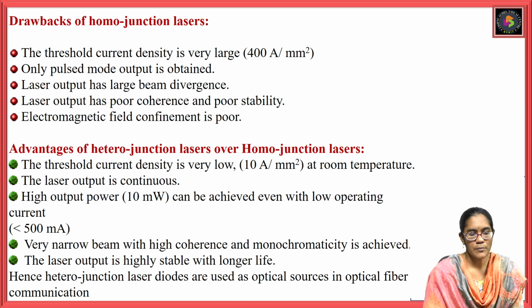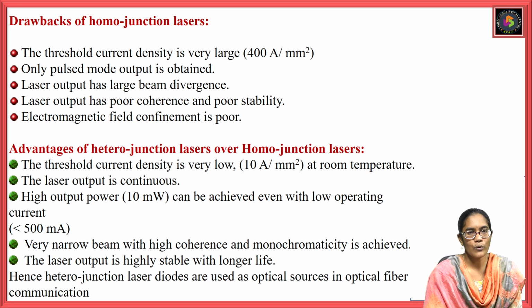Here we are discussing the homojunction diode laser. It has some drawbacks. The threshold current density is very large, and only pulse mode output is obtained. Most of the time the output is in pulse mode; rarely it comes out in continuous mode. This is one drawback. The laser output has large beam divergence, poor coherence and poor stability, and the electromagnetic field confinement is very poor. So these are the few drawbacks of homojunction lasers.